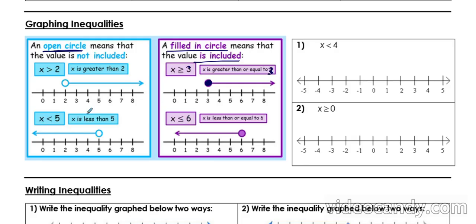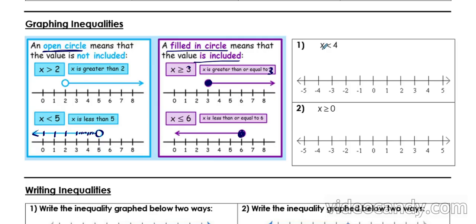So x is less than 5. We have an open circle at 5, and it's everything less than that. 0, 1, 2, 3, all the decimals in between, everything smaller than 5, but not including 5. It's got to be strictly less than 5. X is less than or equal to 6 means we include 6. It could be equal to 6, or it could be anything smaller than that.